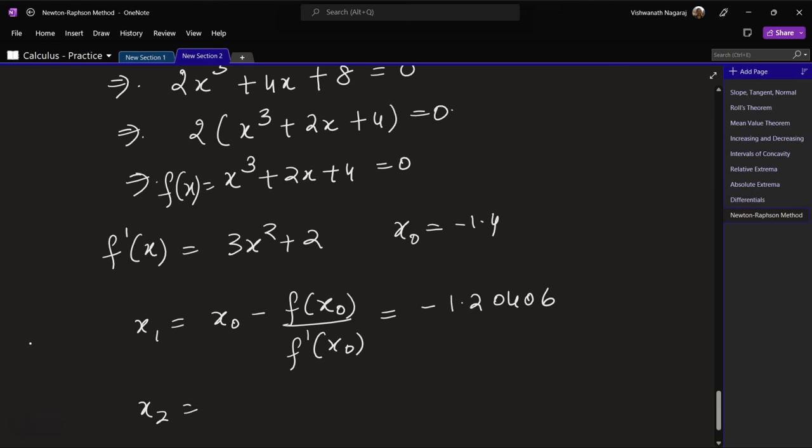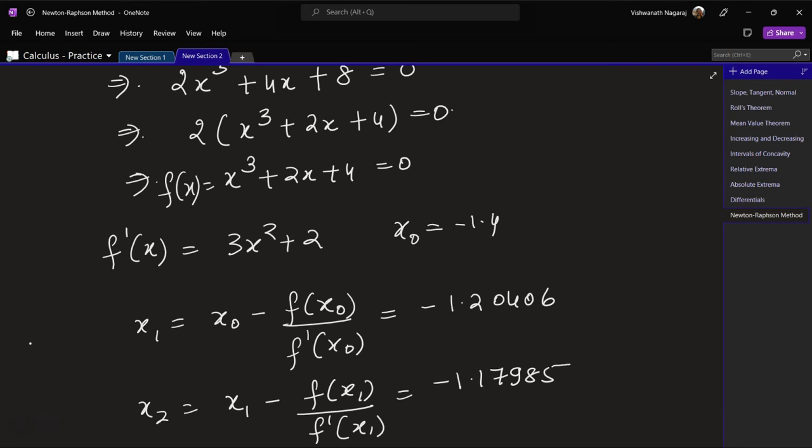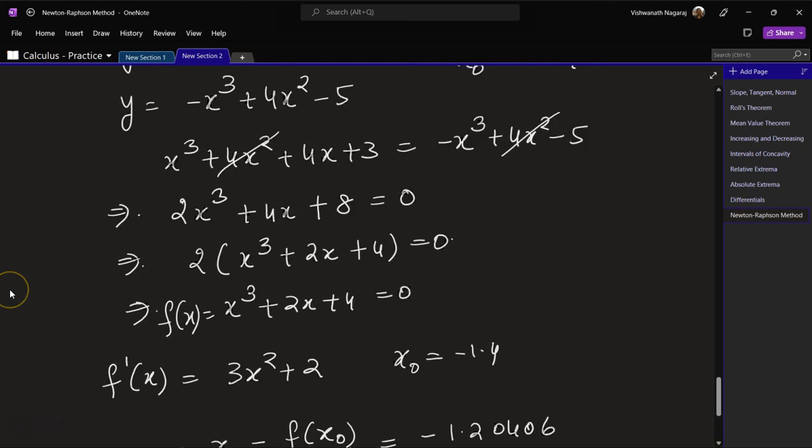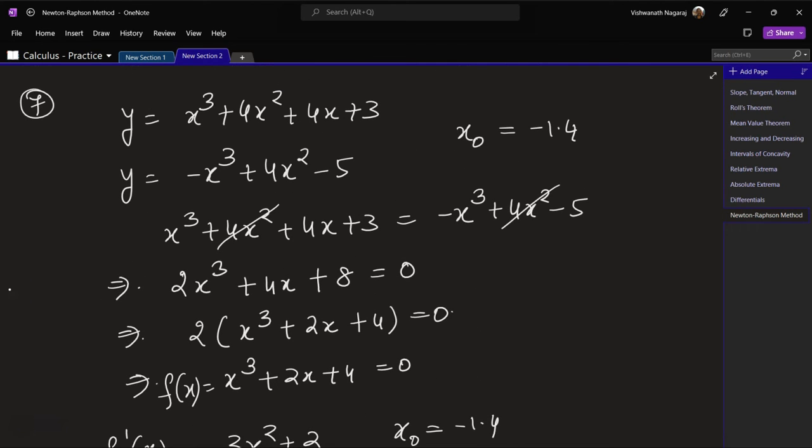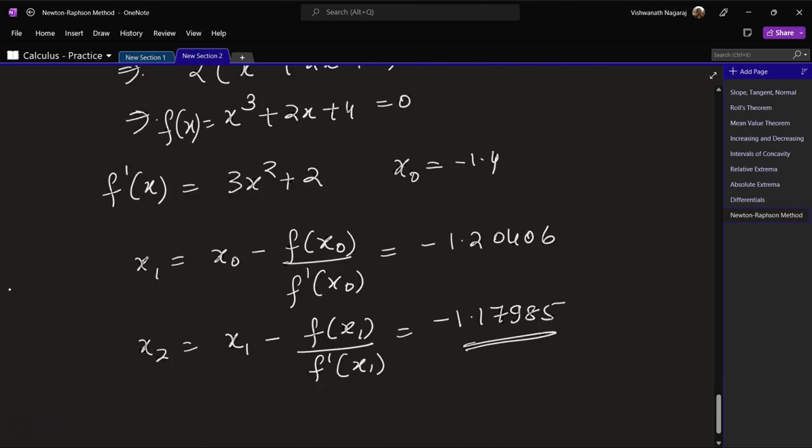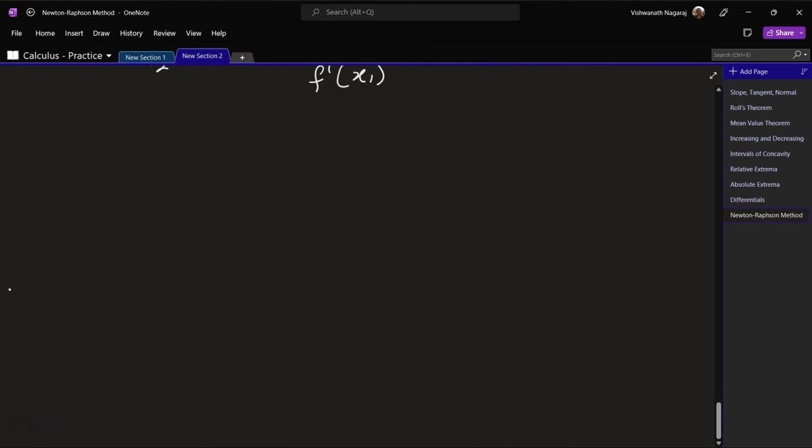Okay, let's do one more iteration. x1 minus f of x1 by f prime of x1. Evaluate it, we get 1.17985. So this is the result. If you substitute this into both these two, you will get the same result, showing that they intersect each other at that point.